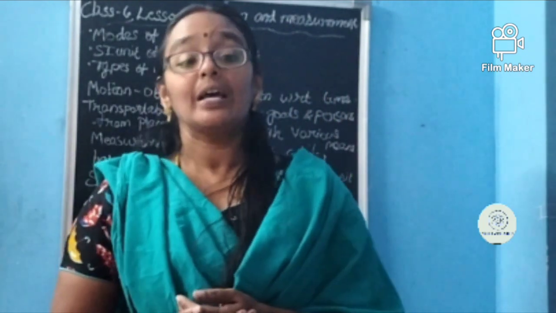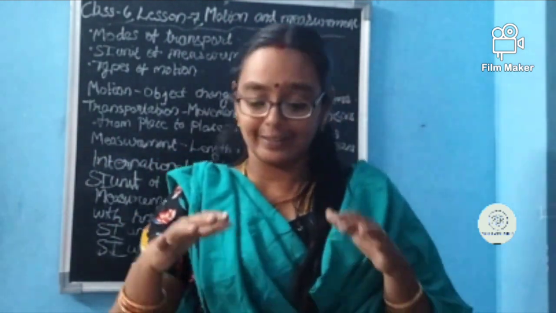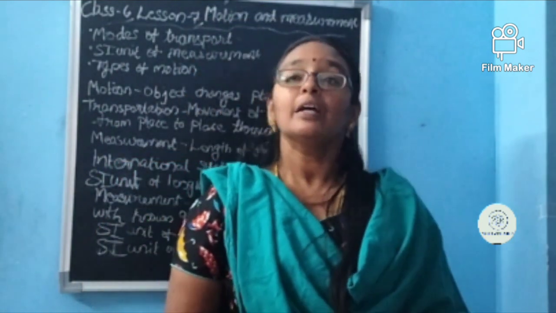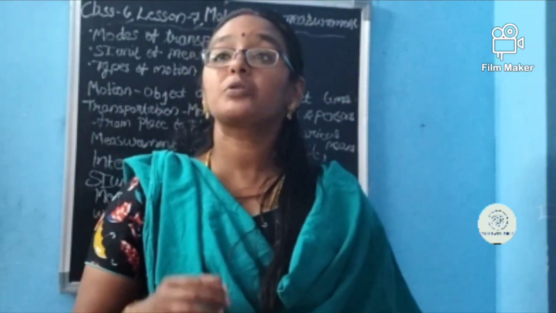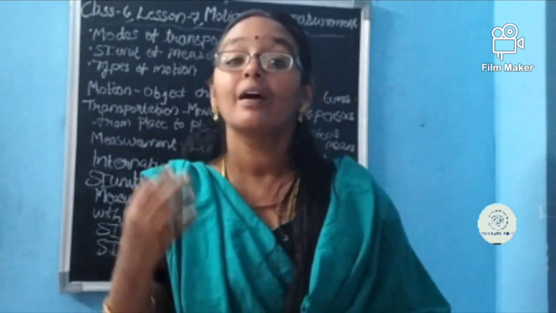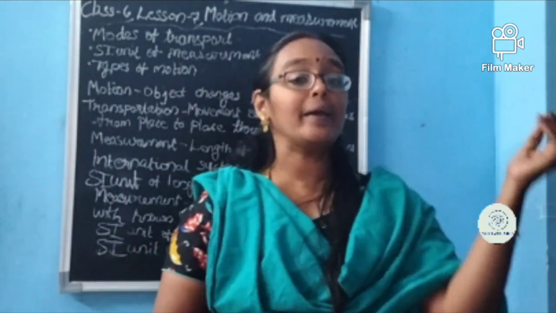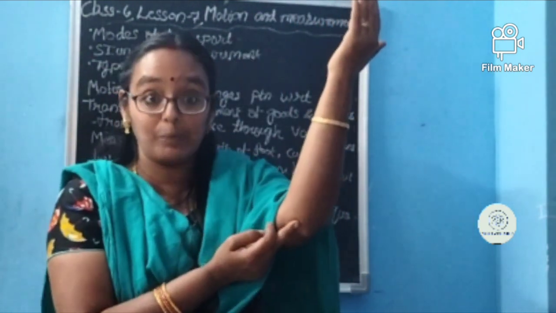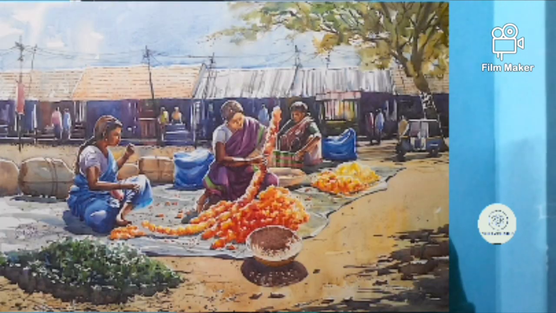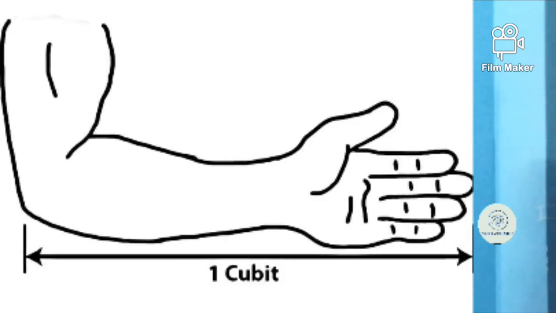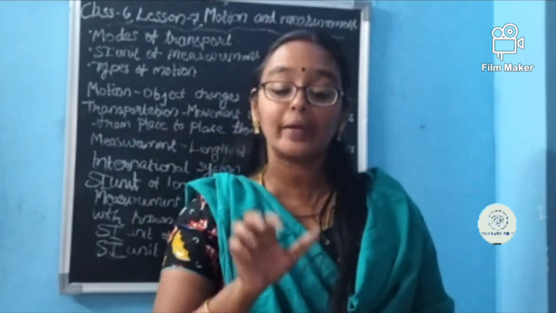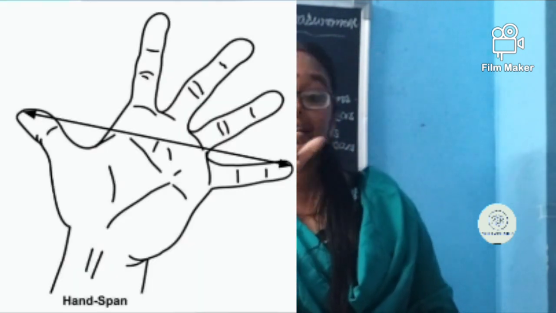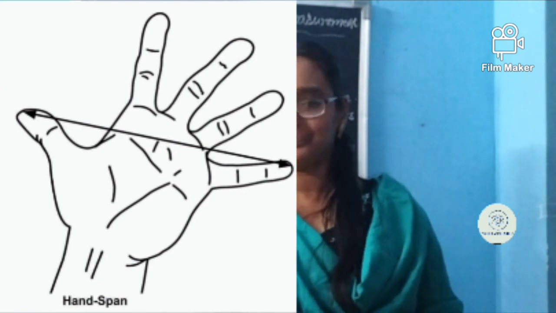In olden times, they used to measure in their own ways because a proper measurement was not there. Now also, to buy a flower garland, you may have seen people measuring from the arm to the elbow. It's called a cubit. Then you can measure the desk with your hand span. Hand span is a much better way to measure.